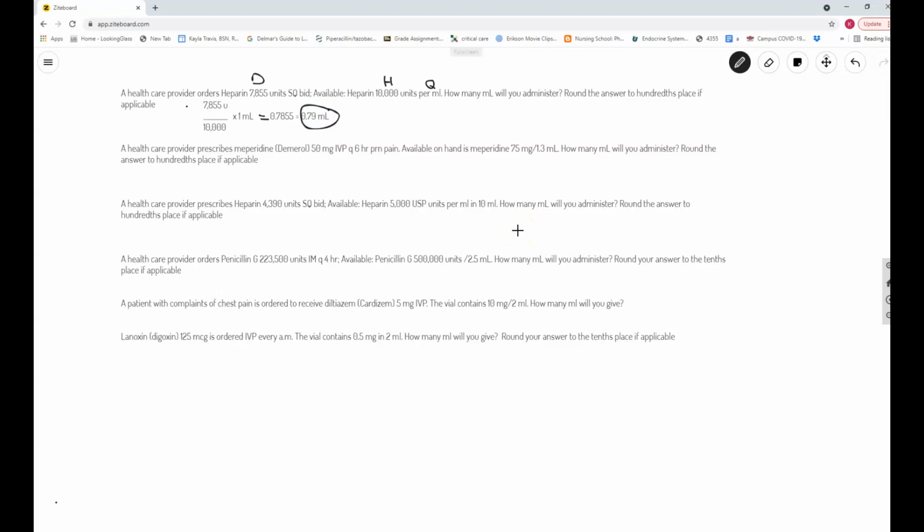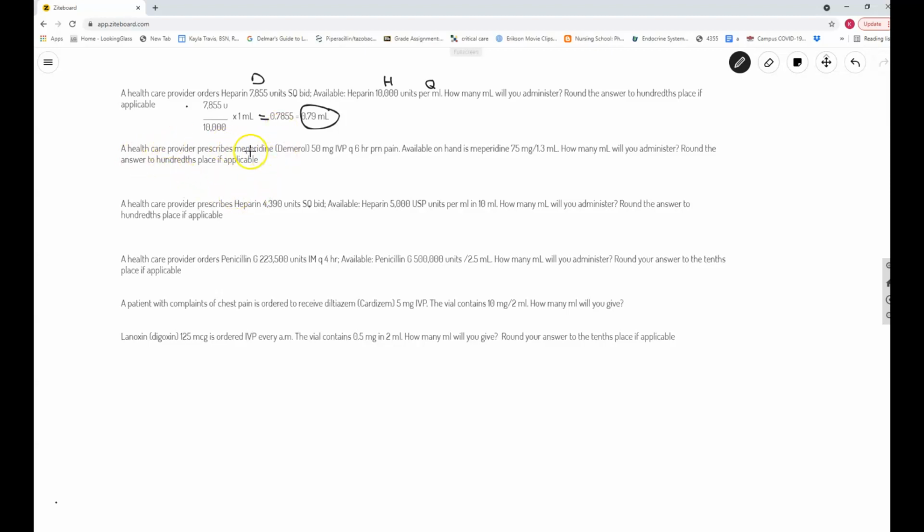So 0.79. Notice there's not a 0 after the 9. The reason for that is we don't have trailing zeros, we only have leading zeros. Because if I forgot that leading zero, it looks like I'm giving my patient 79 mils if I don't see that decimal, which are really hard to see. So I don't want to overdose my patient on a med. So let's go on to the next question.